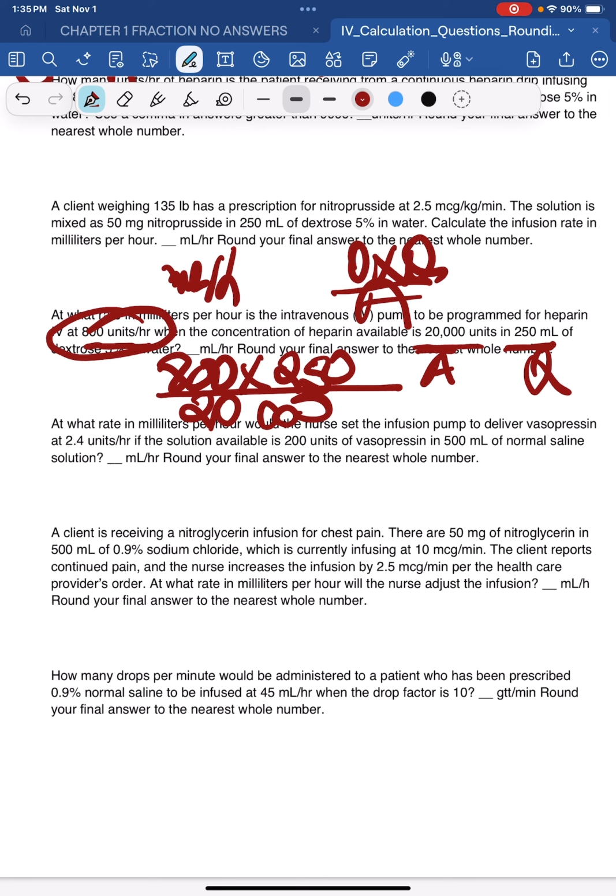Which is my available. So my answer right there, my dear friend, will be 10 milliliter per hour. So let's keep going. Let's do another one.